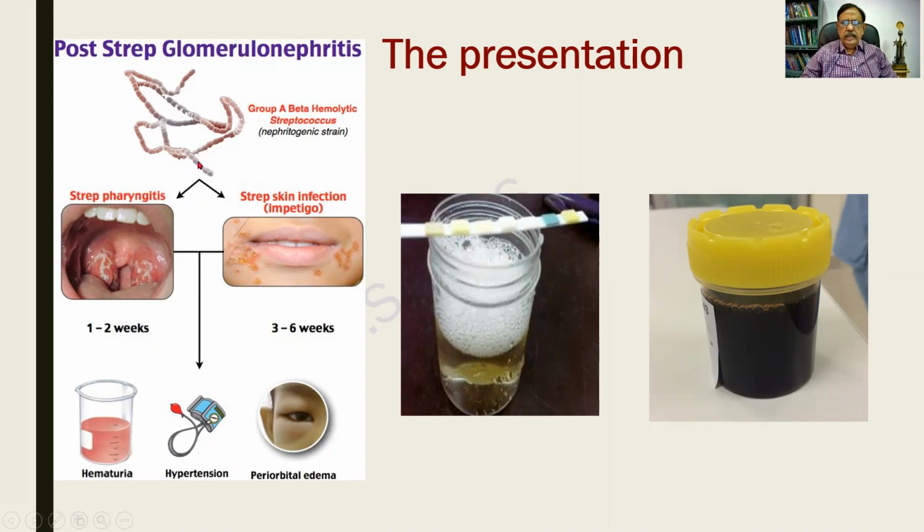I'm finding the bacteria and strands, the group A beta hemolytic streptococci, because of which a patient can develop either a pharyngitis or a tonsillitis, or in the skin there can be a lesion such as an impetigo. And after a period of about 1 to 2 weeks in the first case, 3 to 6 in the second, there can be the various manifestations such as hematuria, hypertension, and a periorbital edema. So there can be a hematuria, as you see a cola-colored urine. There can be some amount of proteinuria also.